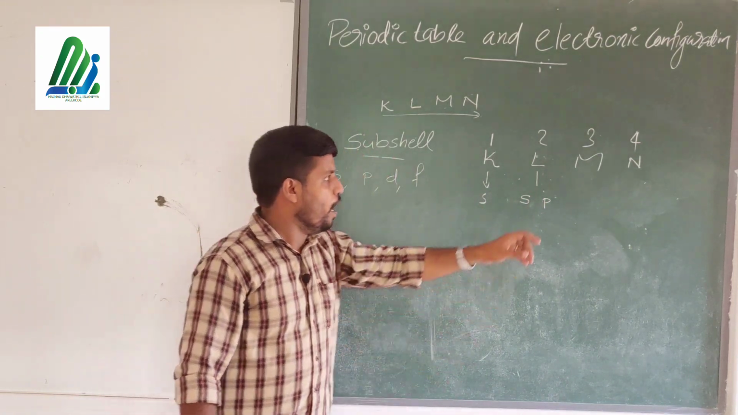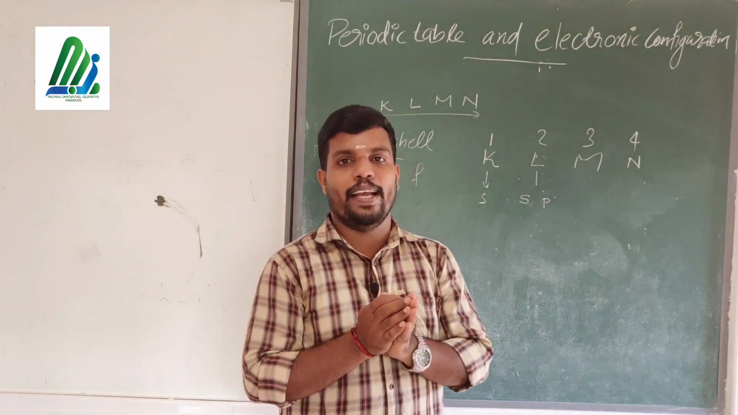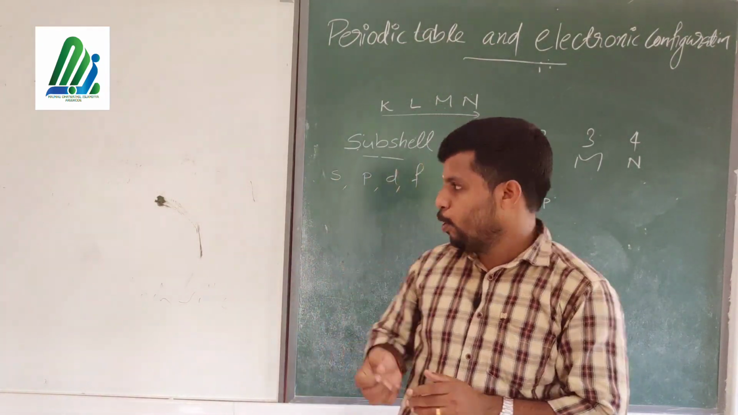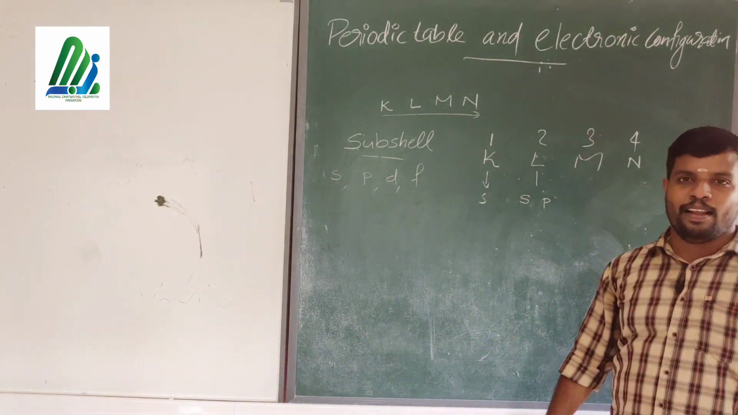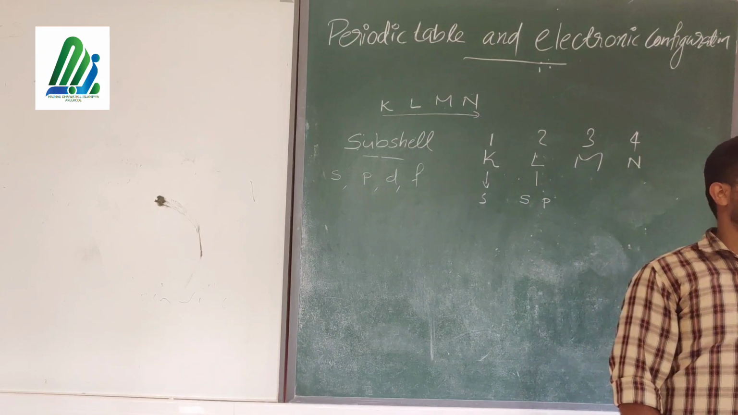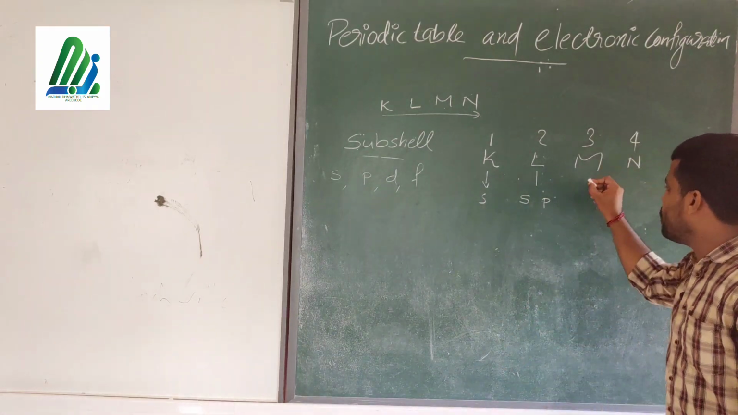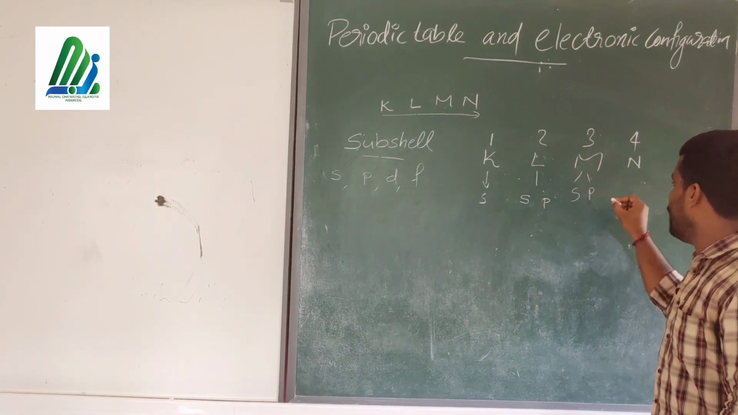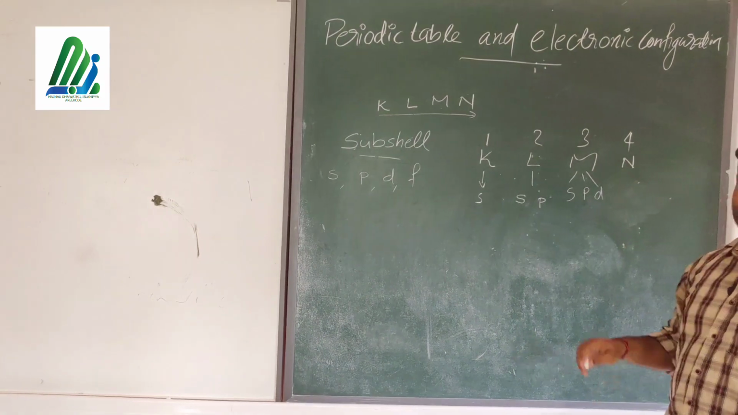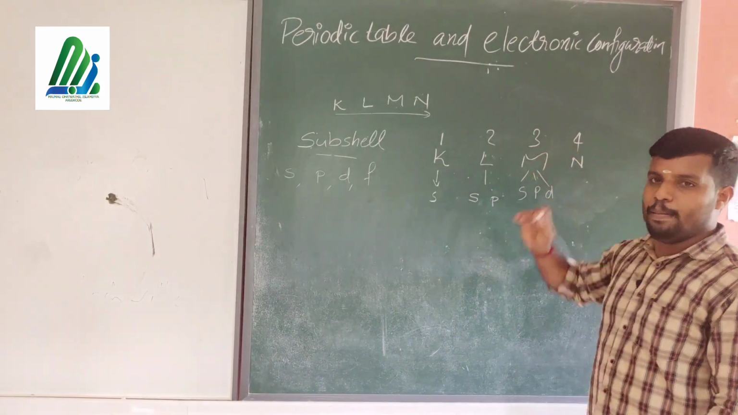Clear the idea? Now the third shell, that is M shell. How many subshells will be there in the third shell? Yes, the third shell, that is M shell, contains three subshells. Which are the three subshells? They are s subshell, p subshell, and d subshell. These are the three subshells included in the M shell.